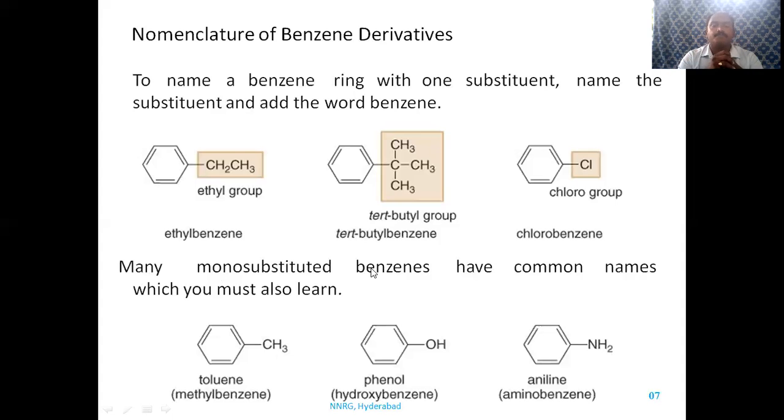So what are the common names we have? If you take the example of methyl benzene, it is commonly called toluene, and hydroxybenzene we call phenol. Aminobenzene we call aniline. Methoxybenzene we call anisole. So there are many derivatives which have common names, and they can also be named by common names, that is toluene, phenol, aniline, anisole, cresol, and so on.